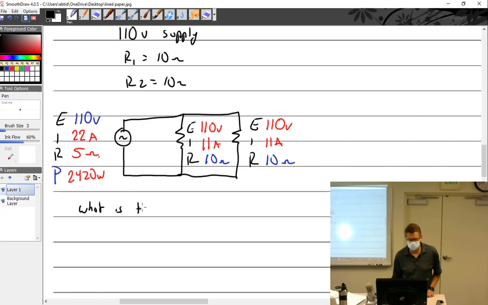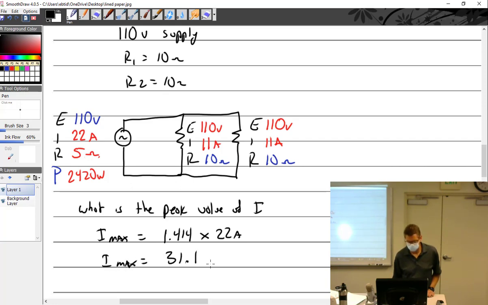What is the peak value of I? So that'd be I max equals 1.414 times 22. So I max equals 31.108. We'll just go 31.1. Thank you for being exact.